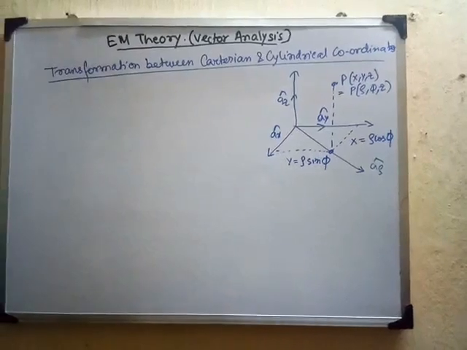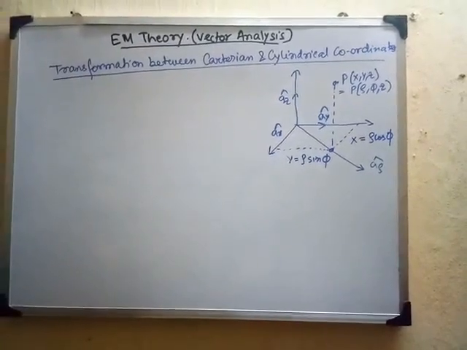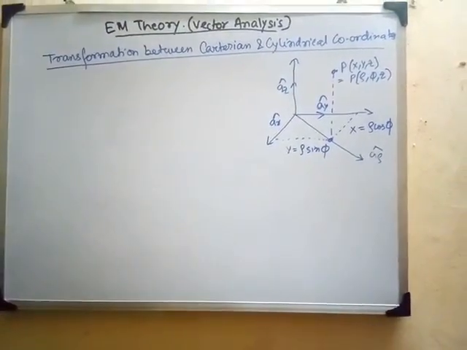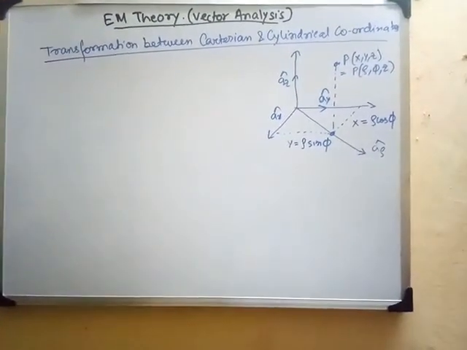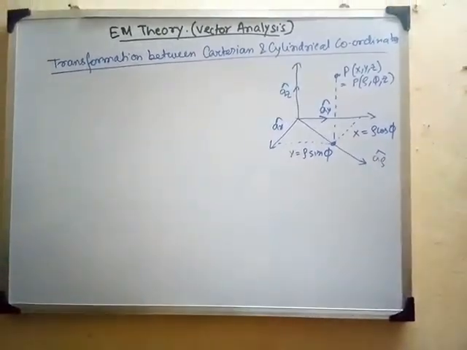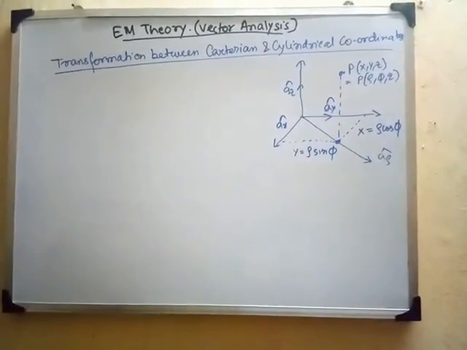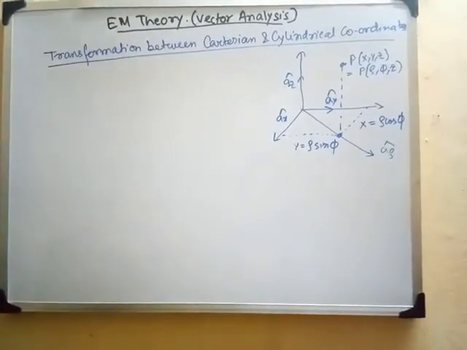Okay, so today we will discuss the transformation of Cartesian coordinates to cylindrical coordinates. That is the transformation between Cartesian and cylindrical coordinates. How will you exchange the coordinate system from one to the other?